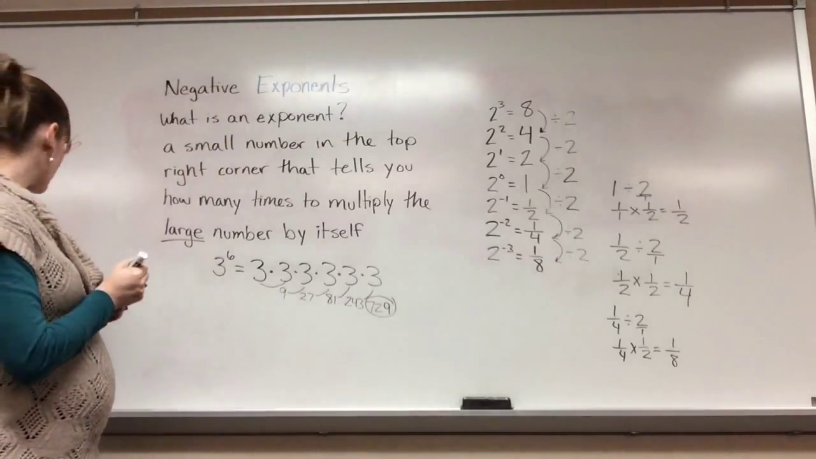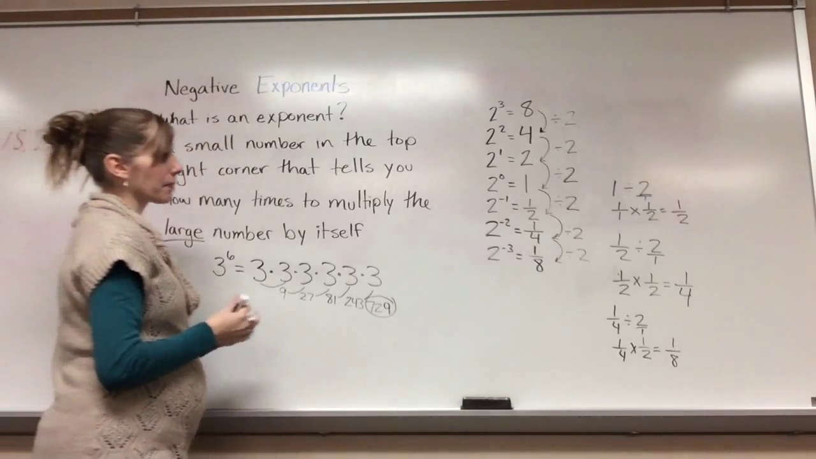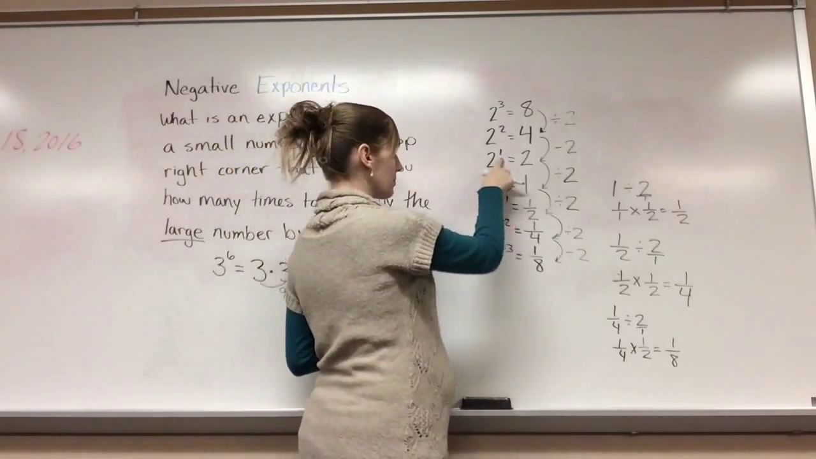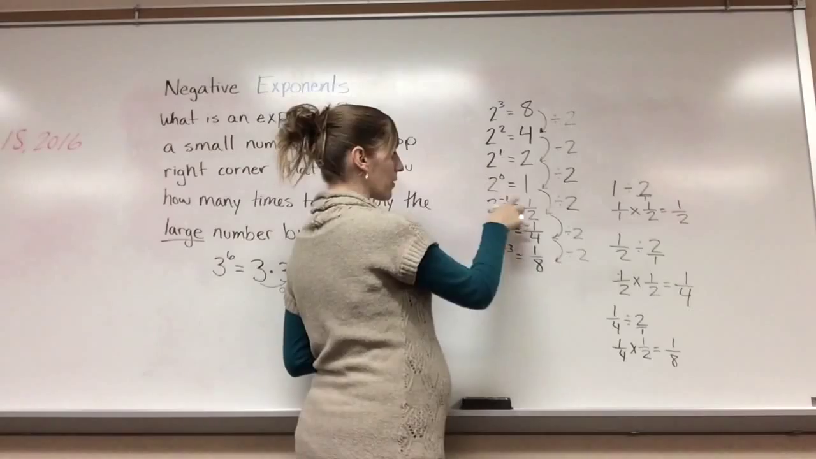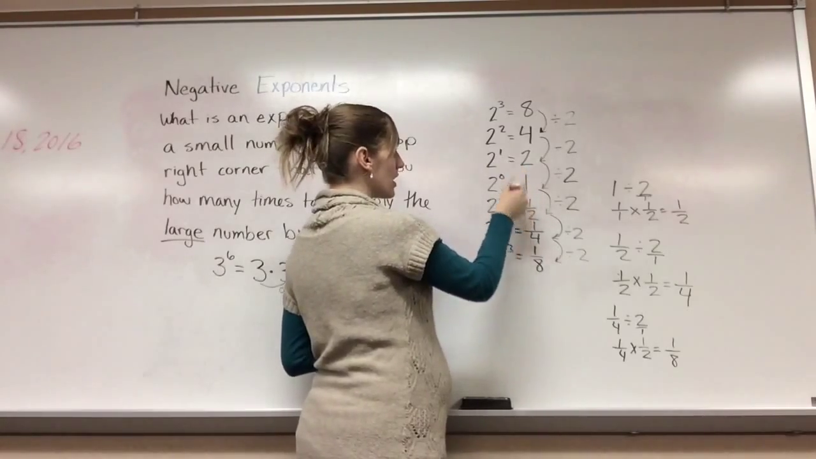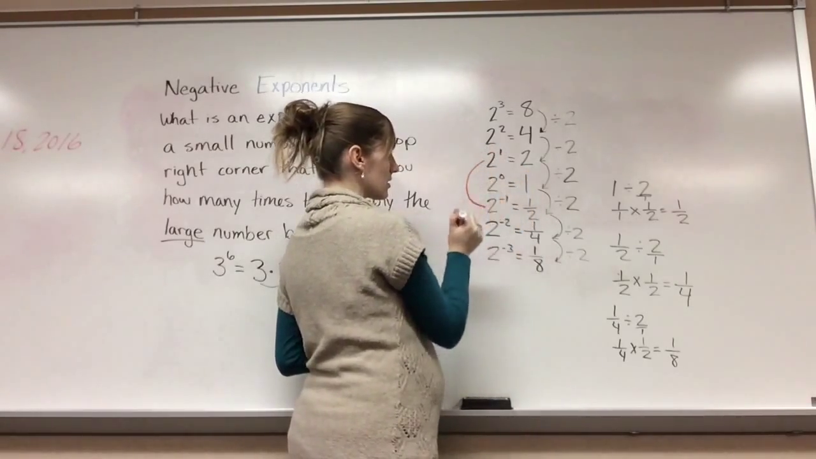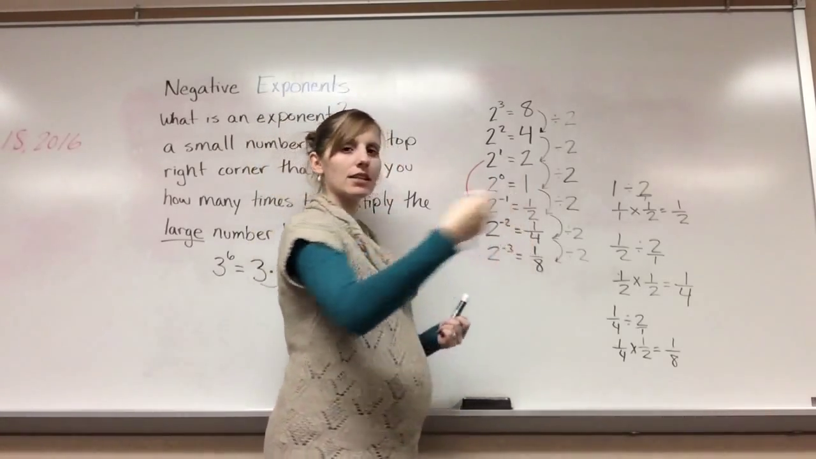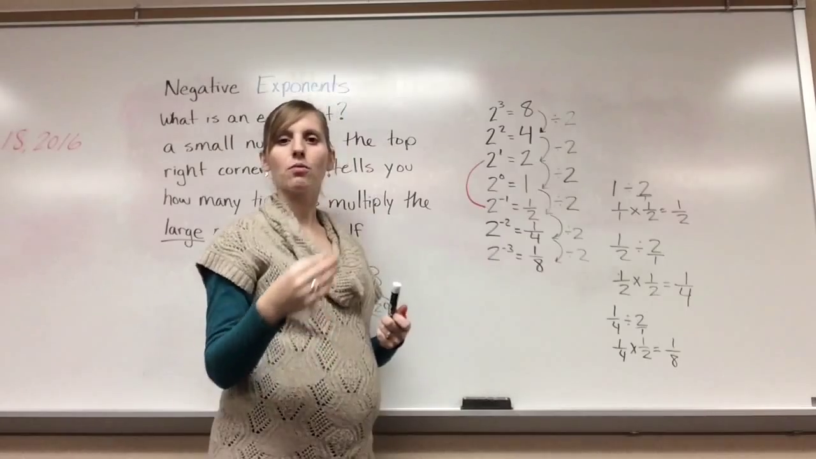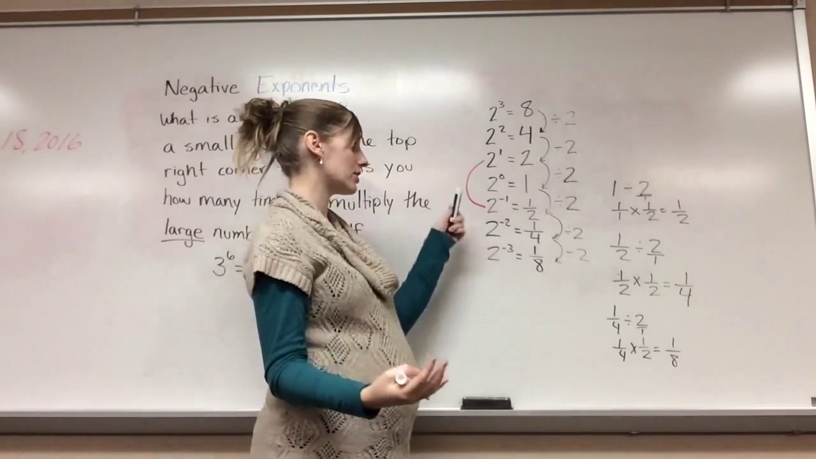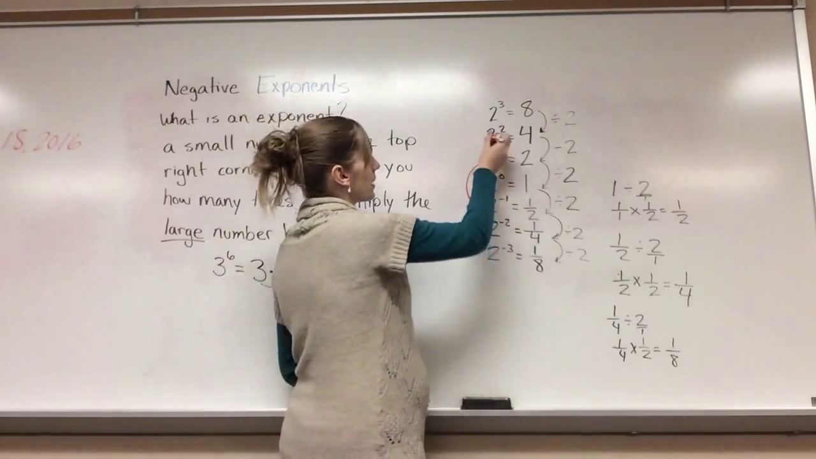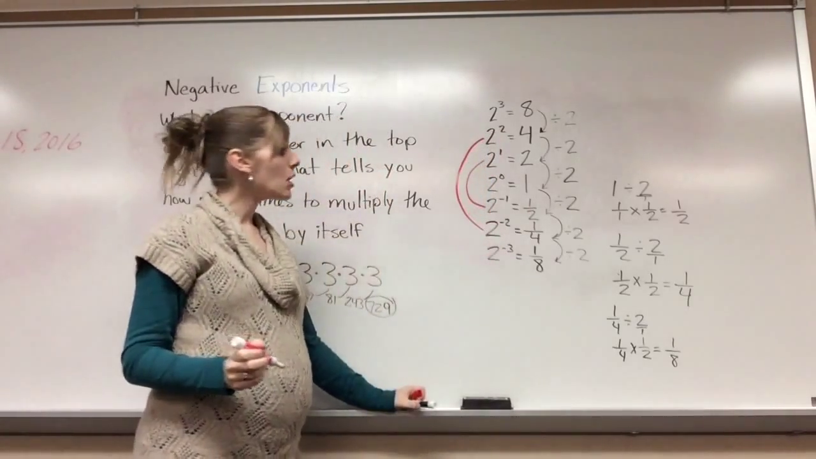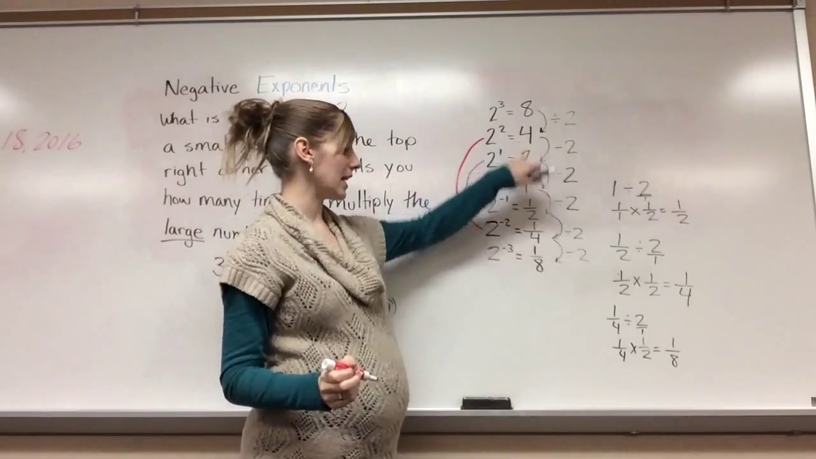Now, I want to compare these a little bit, okay? If I look, 2 to the first power and 2 to the negative first power both have 2's in their answer. The only difference is this is a whole number 2. Here my 2 is in the denominator, okay? So 1/2. It's in the denominator instead of a whole number. Let's compare 2 to the second power with 2 to the negative second power. Both of those have 4 in the answer.